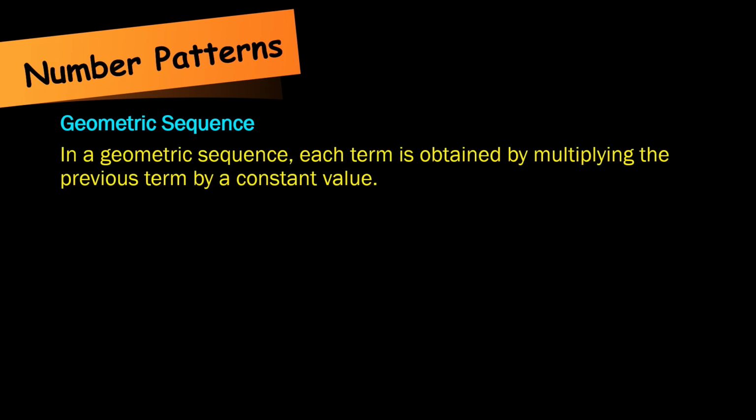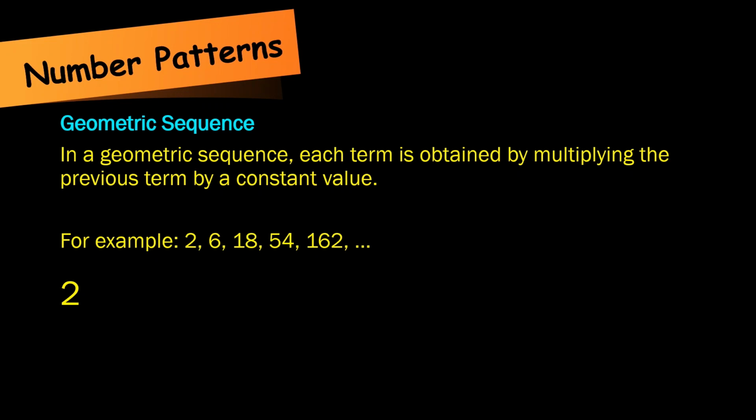And now for geometric sequences. In a geometric sequence, each term is obtained by multiplying the previous term by a constant value. So for example, if we have 2, 6, 18, 54, 162 and so on, can you see a pattern that's emerging? Let's take a look.